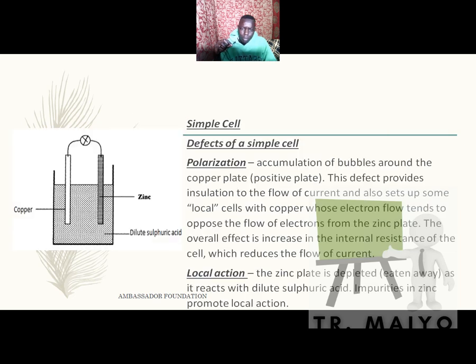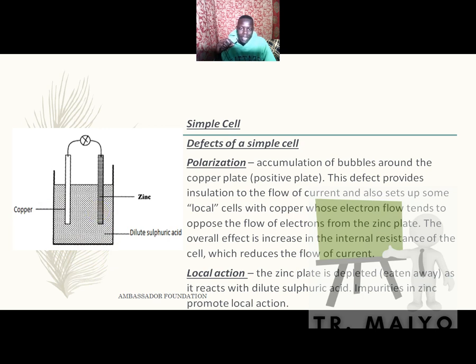Now, we are starting with a simple cell. The diagram you are seeing here, this one is a simple cell. It was the first of all the cells. It had a lot of problems. It was not sustainable. It could not run for a long time. So this simple cell had a container. Inside the container, we had dilute sulfuric acid.